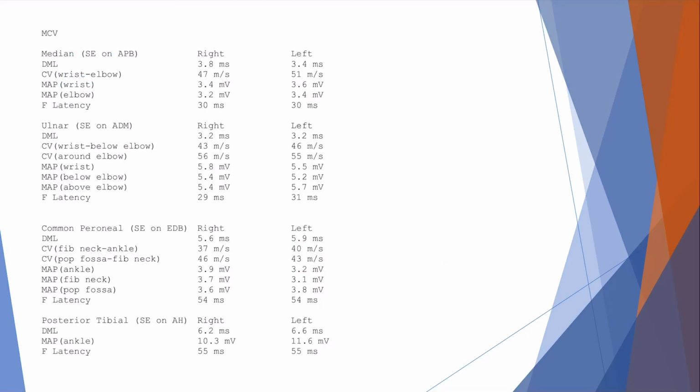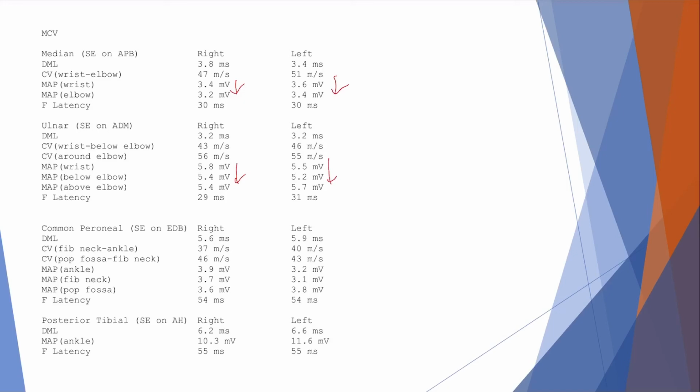Let's have a look at the conduction values. Distal latencies are fine bilaterally, conduction velocities are fine, motor amplitudes, to be honest with you, are a little bit on the low side, but the F latencies are unimpaired. So far we've got a reduction in the motor amplitudes. Let's have a look at the ulnar nerve. Again, distal latencies of 3.2 bilaterally, those are fine, conduction velocities are fine in the forearm and around the elbow bilaterally. For the CMAPs, again, motor amplitudes a little bit on the small side, but normal F latencies.